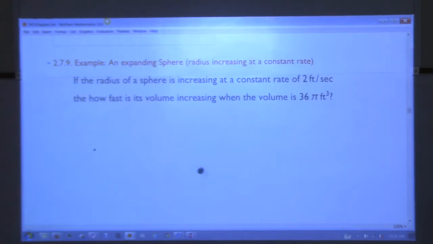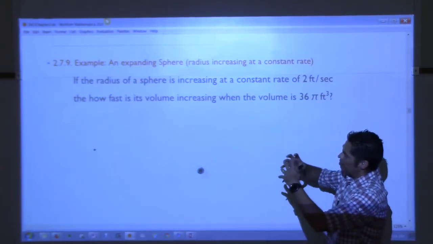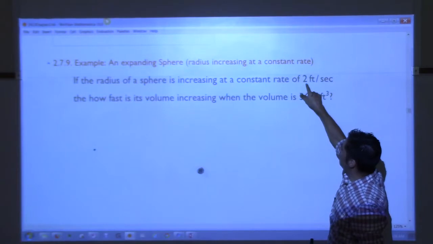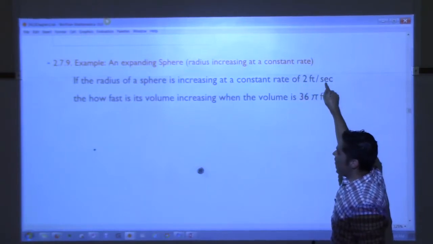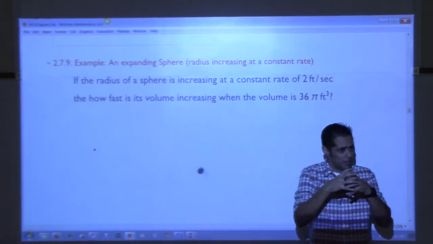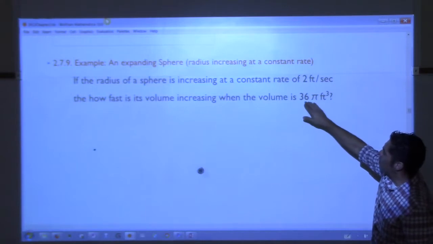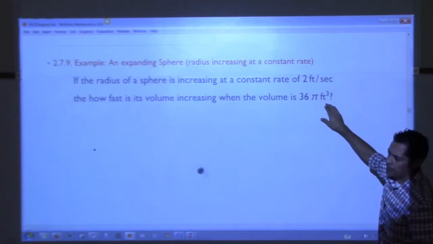All right. Read the problem. If the radius of a sphere, so we have a sphere, three-dimensional. Yes. It's increasing, it's growing. That radius is increasing at 2 feet per second. How fast is the volume increasing? Because we're three-dimensional now, this is volume, not area, right? How fast is it increasing when the volume is 36 pi cubic feet?